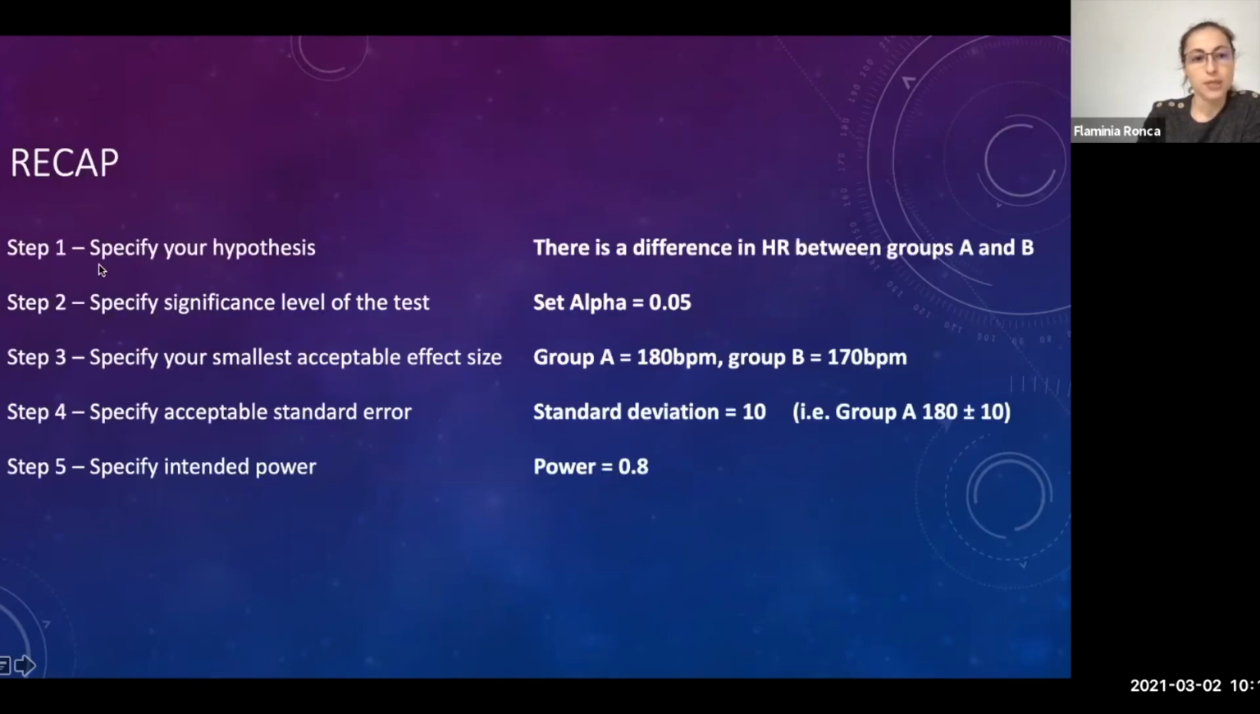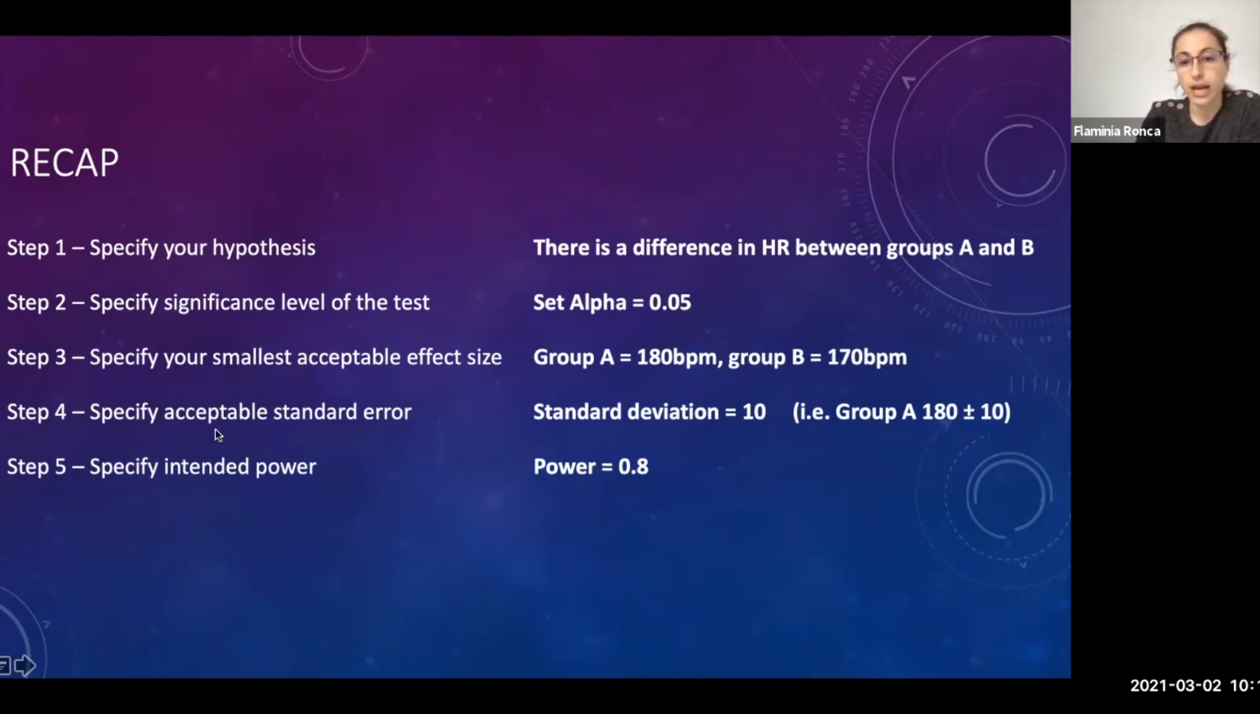Okay, so recap, specify your hypothesis. For example, there is a difference in heart rates between groups A and B. Step 2, specify your significance level. Just go with 0.05 because that's what we always use in statistics. Step 3, specify your smallest acceptable change. So the clinical significance of your data. For example, if we're sticking to the heart rate example, you would want to see a difference in 10 beats between group A and B.